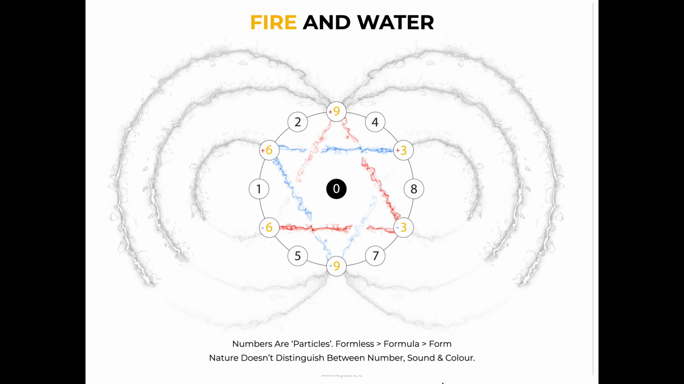Numbers are particles that go from the formless, using a formula, into form. Nature does not distinguish between number, sound, and colour. We do. And that's a mistake. Here's another diagram of how it works. I've called this fire and water. The upward triangle is considered fire. The downward triangle is considered water. Female water, masculine fire. The teaching of pairs of opposites, symbolised by fire and water, is the most ancient of teachings.